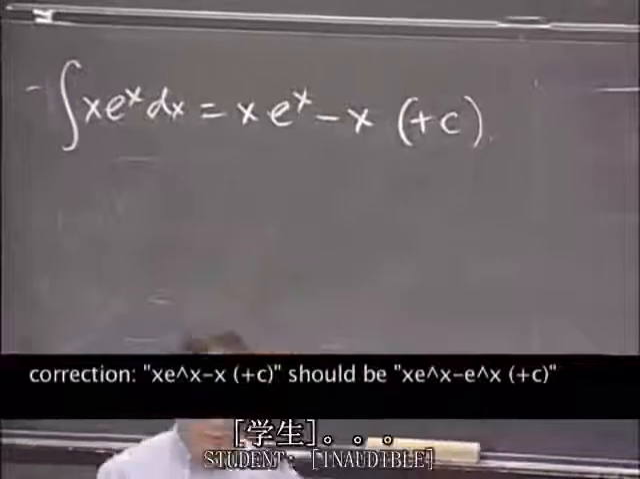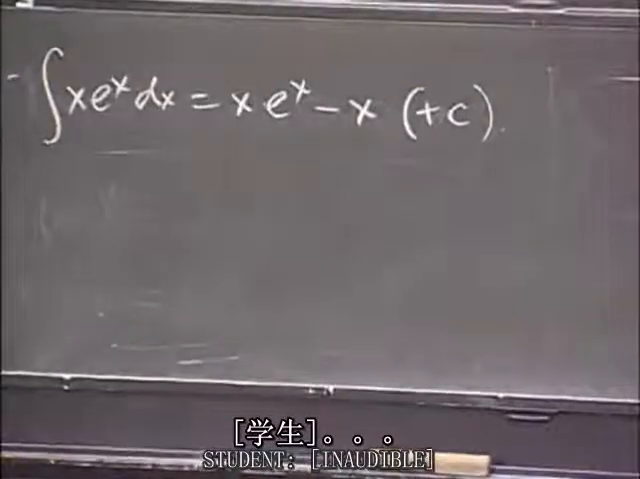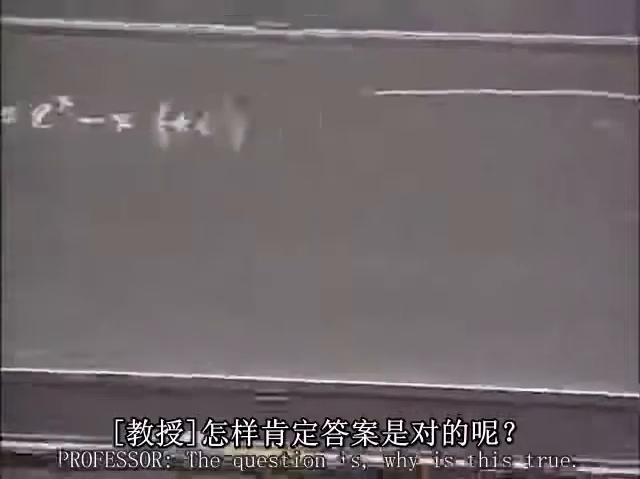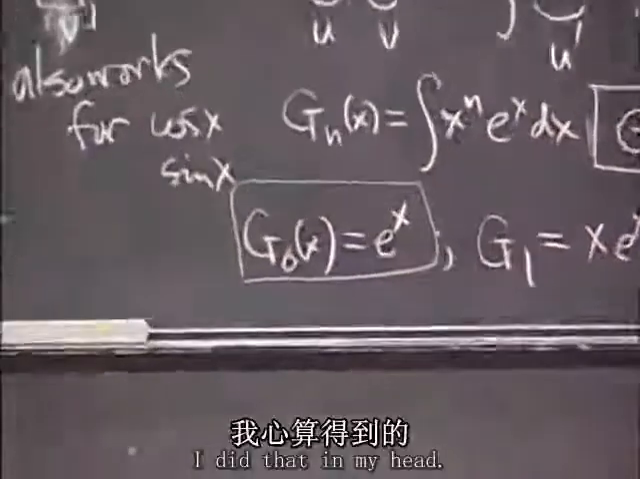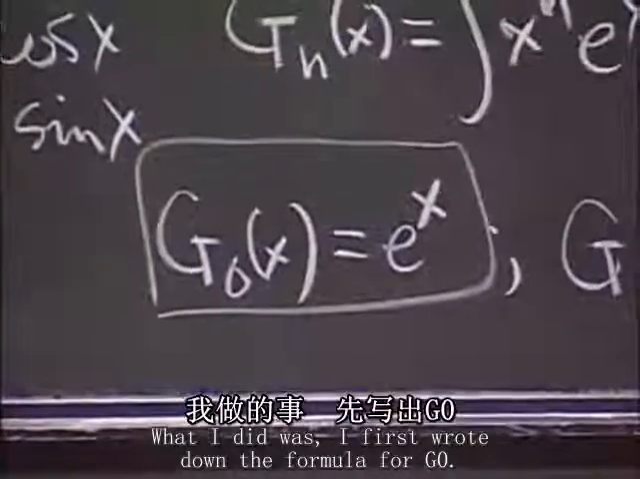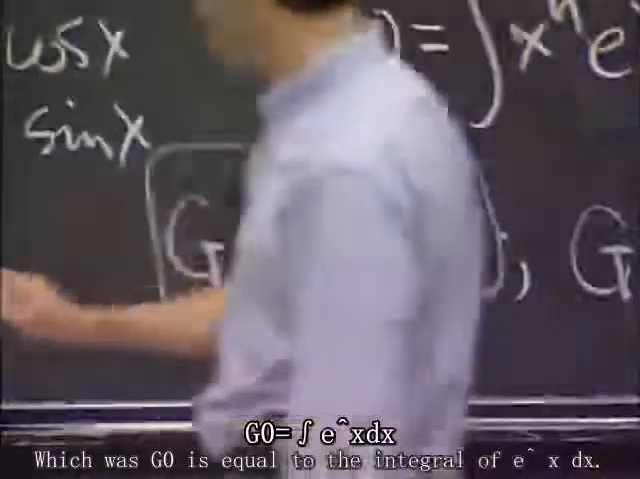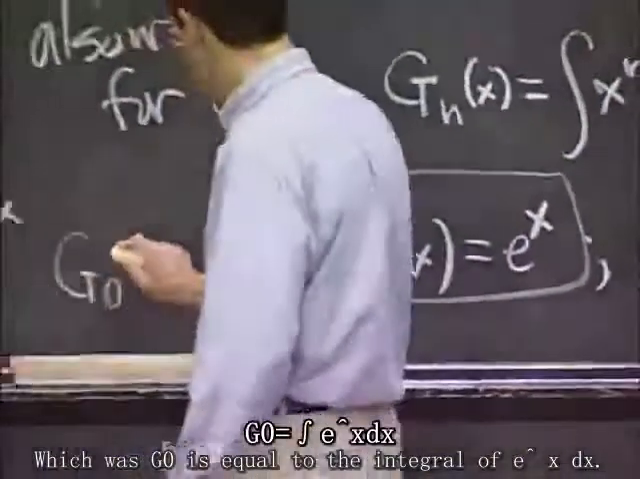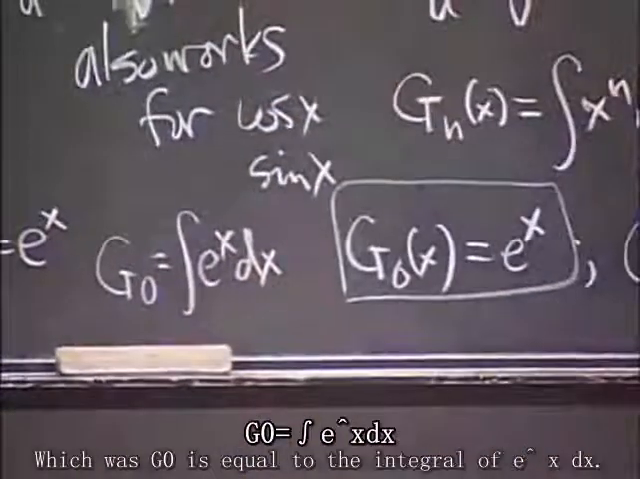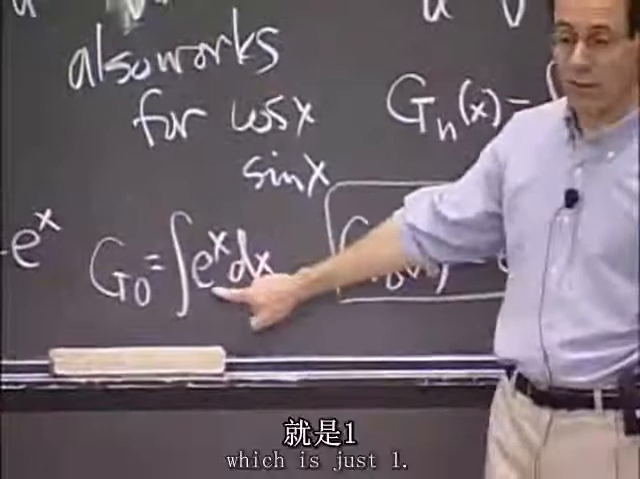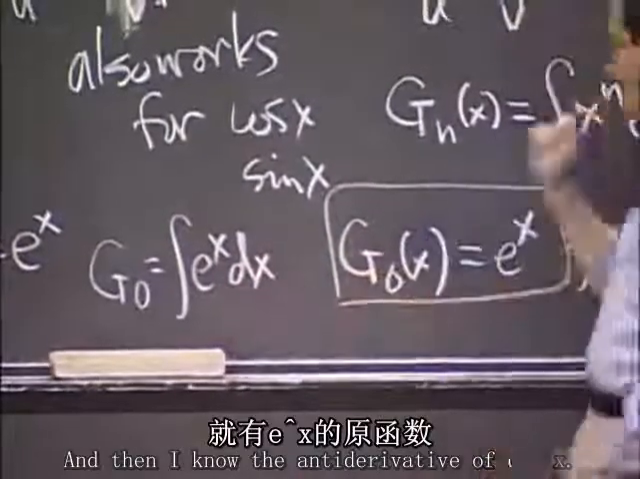Yeah, question? The question is, why is this statement true? Why is g of 0 equal to e to the x? I did that in my head. What I did was I first wrote down the formula for g0, which was g0 is equal to the integral of e to the x dx, because there's an x to the 0 power in there, which is just 1. And then I know the antiderivative of e to the x. It's e to the x.